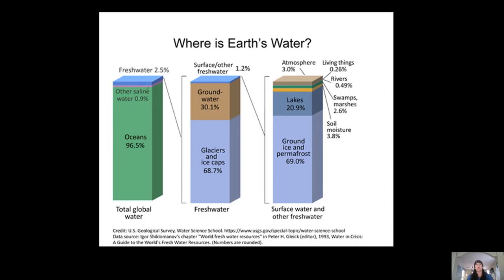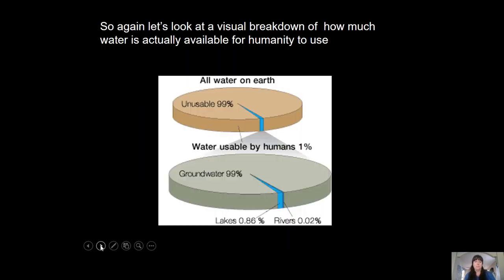We want that there. But again, this is a very small amount compared to how much is frozen and how much is salty. And that is important because we need to take water conservation seriously and do a good job with conserving the fresh water that we have.